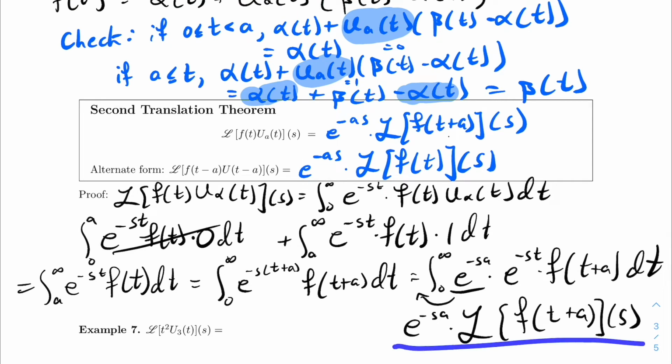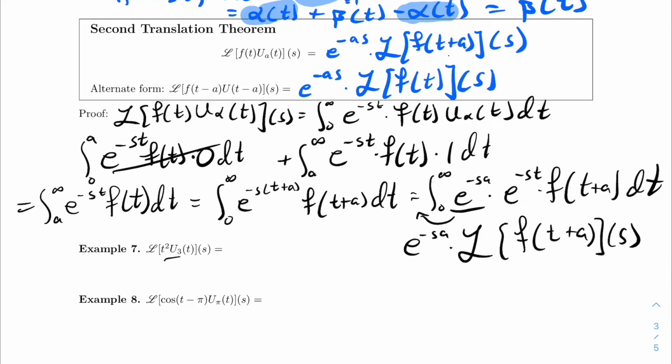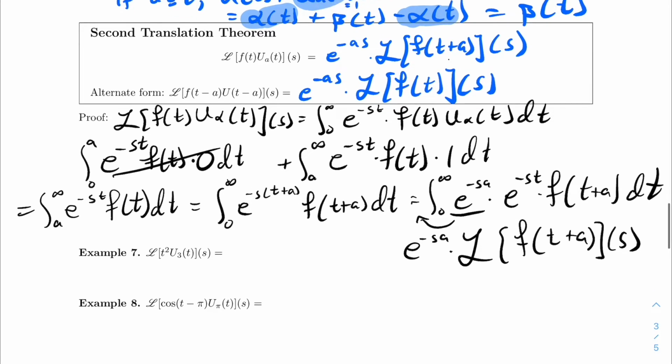All right. And this now finally is the same thing that we have up here. Anyway, so I kind of butchered that a little bit, but this is not my first take, so I'm just going to leave that one. All right. Laplace transform of t squared times u3 of t. What is that equal to?